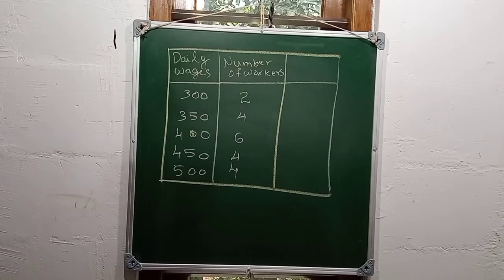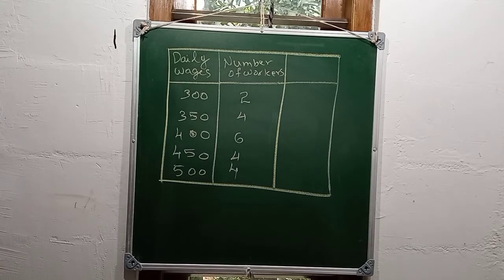Now we are going to find out the average from a table. How do we calculate average using this table? Here we have two columns: one is daily wages and the other is number of workers. In the column of daily wages we have 5 values, that is 300, 350, 400, 450 and 500. And in the number of workers column we have 2, 4, 6, 4, 4.